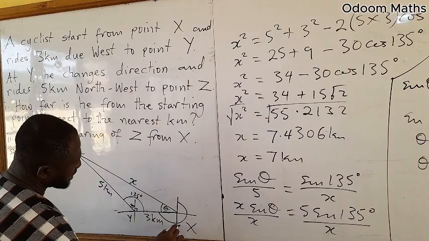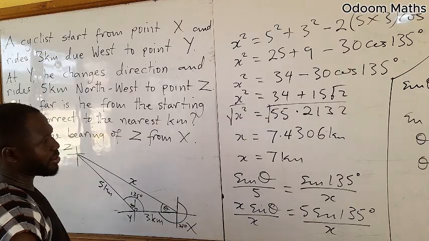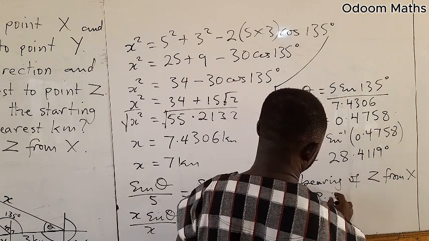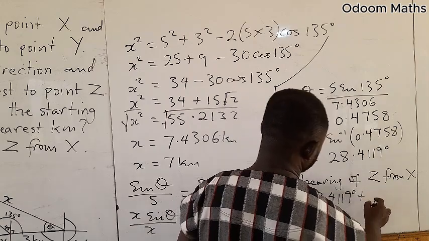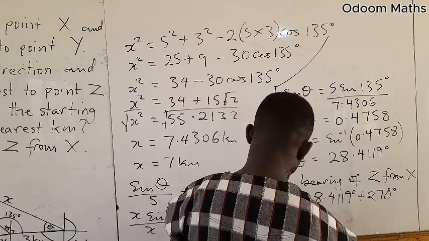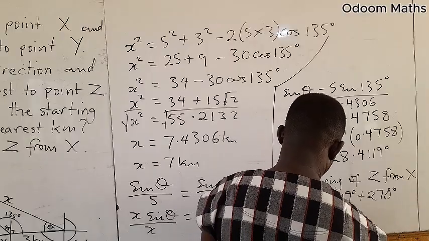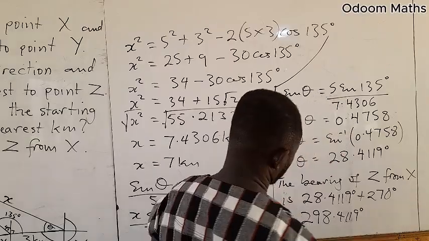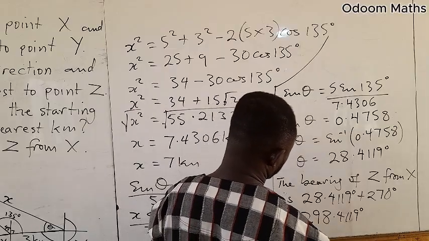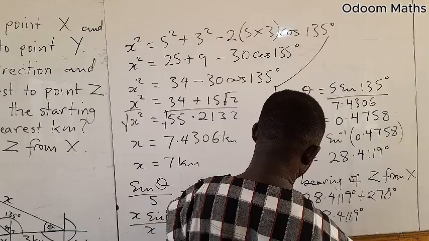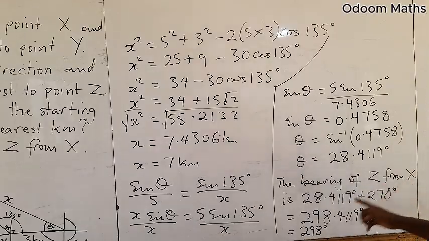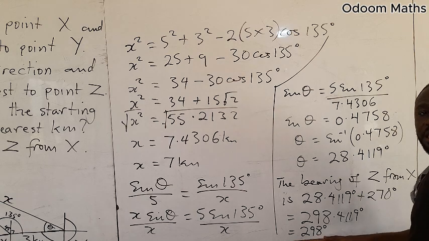So we are going to add these angles to theta, and that is 270 degrees. So the bearing of Z from X will be 28.4119 degrees plus 270 degrees, and that is going to give us 298.4119 degrees. We can make it to the nearest degree, so that is equal to 298 degrees. So the bearing of Z from X is 298 degrees.